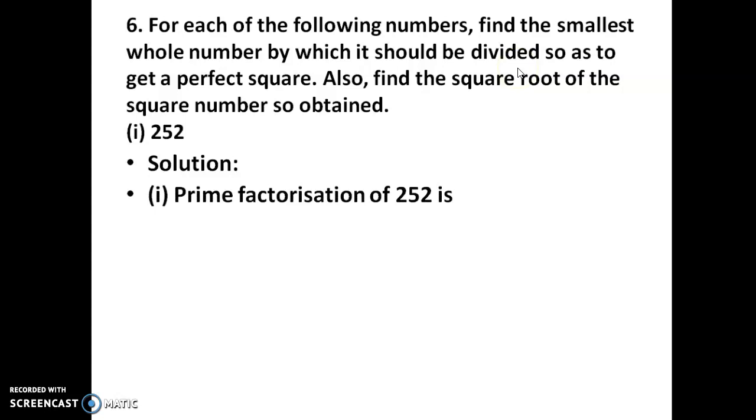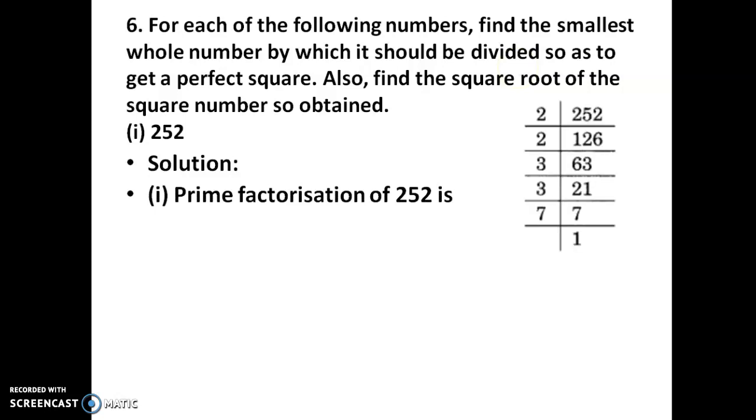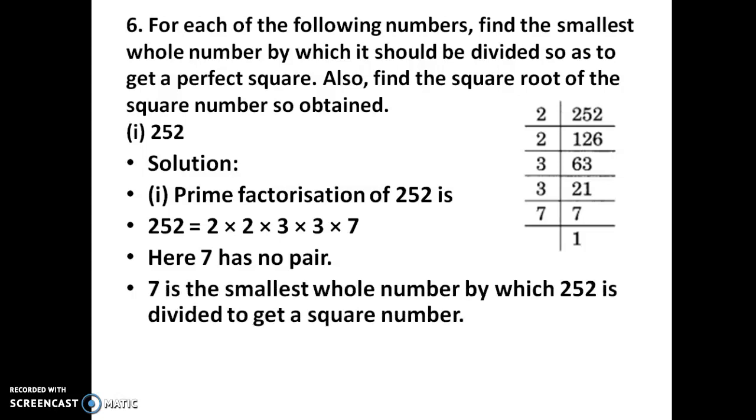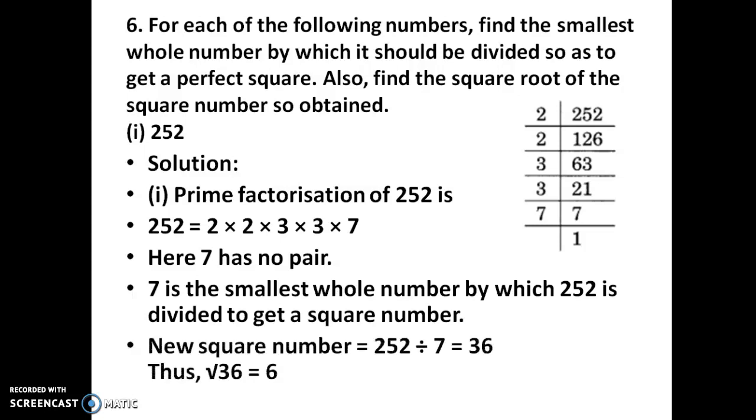You have to do the prime factorization for the given number and make pairs. If you make pairs, we can see that 7 is left without a pair. So 7 is the number by which this number is to be divided. 252 divided by 7, you will get 36 as the answer. So the square root of 36 is 6. This is how the answer is.